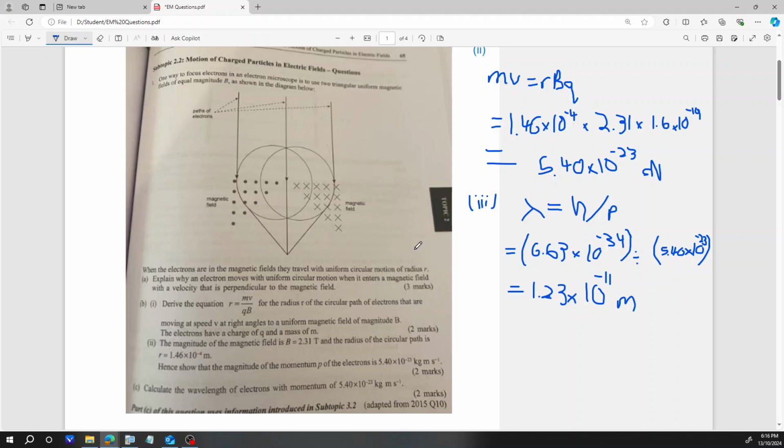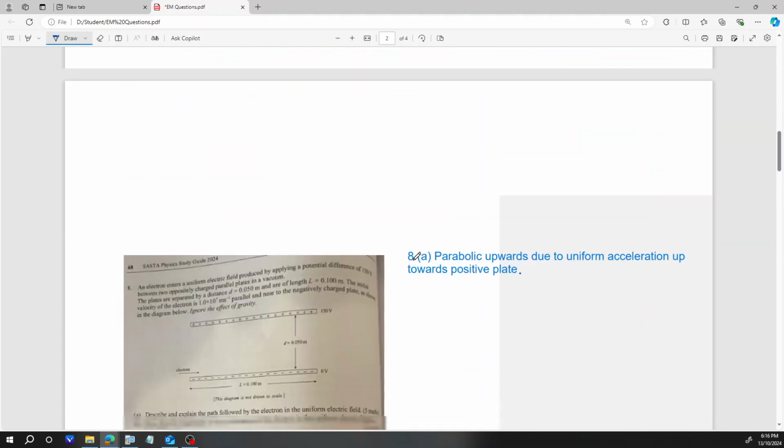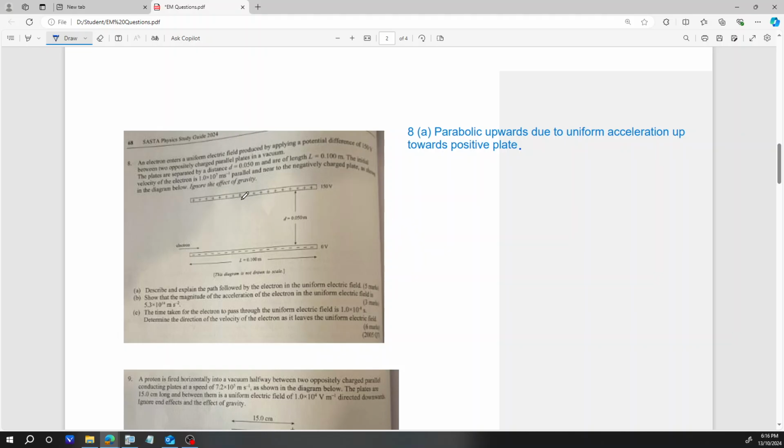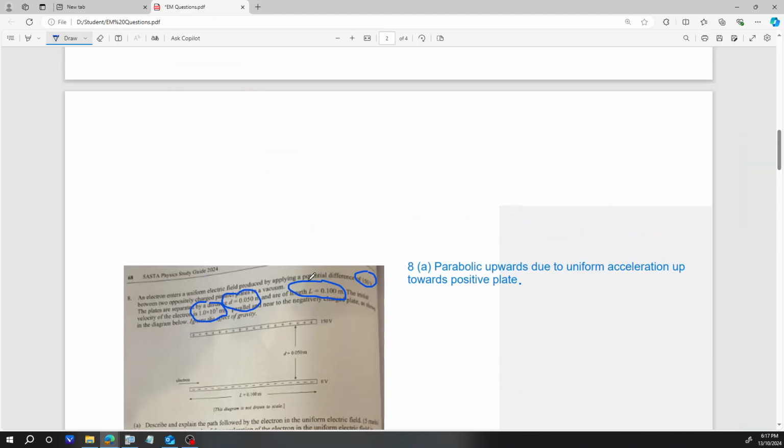Okay, so that was question one. Let's move on. We've got an electric field. An electron enters, perpendicular to the field, a uniform electric field provided by applying a potential difference of 150 volts, placed in a vacuum. You've got distance d, the length of the plates, and initial velocity. Ignore the physics of gravity. I've already described that one.